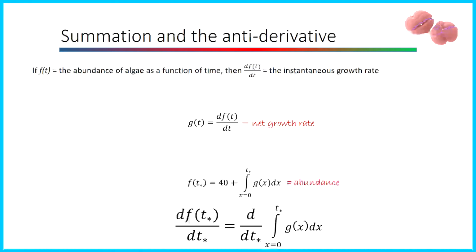Remember that t star is just some variable, so we can make use of the fact that if g of t equals df of t dt, then df of t star dt star equals g of t star, so we can replace that in our bottom equation.